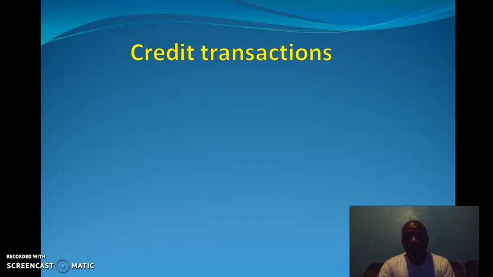Okay, let's move on to the next type of transaction, which is a credit transaction. What is a credit transaction?